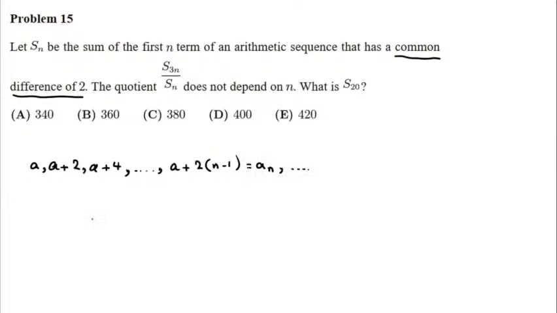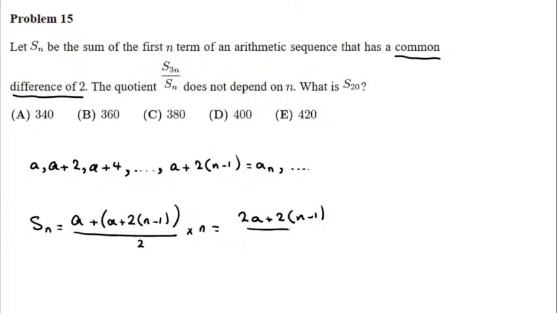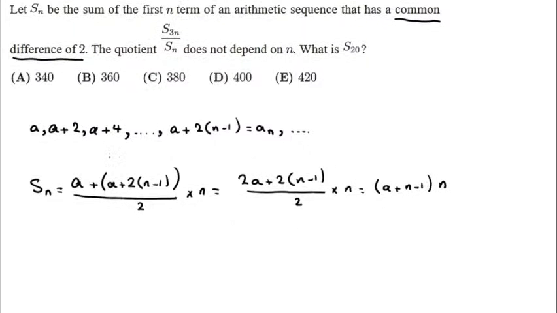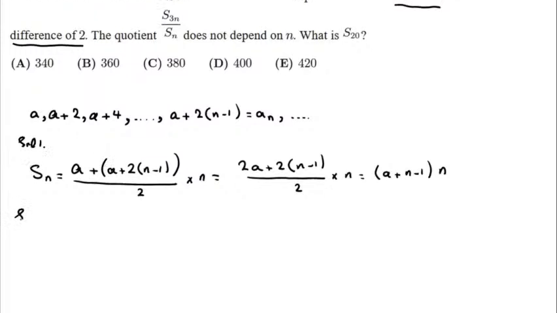And so on. So if you want to find Sn, if you have a formula for this, first term plus last term. If you don't know that formula either, we will solve it in 2 ways. First term, a, plus last term, which is a plus 2 times n minus 1, over 2 times the number of them. It will be 2a plus 2 times n minus 1 all over 2 times n, which will be a plus n minus 1 times n. Or if you want to solve it with another solution, this part.